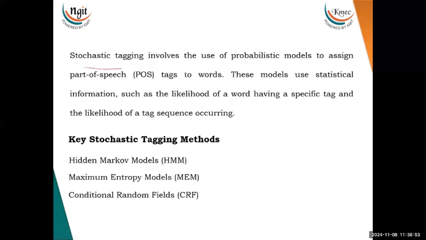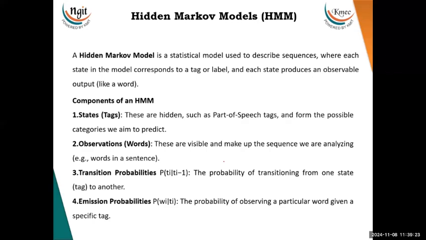Stochastic tagging involves the use of probabilistic models to assign POS tags to words. These models use statistical information such as the likelihood of a word having a specific tag and the likelihood of a tag sequence occurring. These three are the key stochastic tagging methods. First one is hidden Markov model. Next is maximum entropy model. Third one is conditional random fields. We'll see one by one.